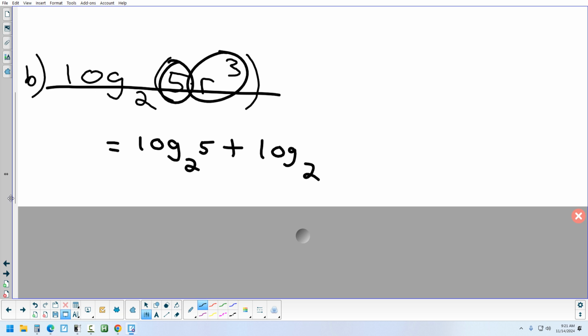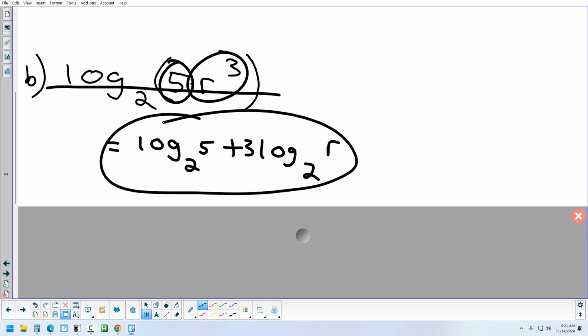So normally the argument here would be r cubed, but what's going to happen to the 3? It's going to go to the front. Yep. So what would be in front of this log base 2? 3. And then what would my argument be? R. Yeah, exactly. That's the final answer. The 3 goes in front, and you have log base 2 of 5 plus 3 log base 2 of r. Any question on that one?